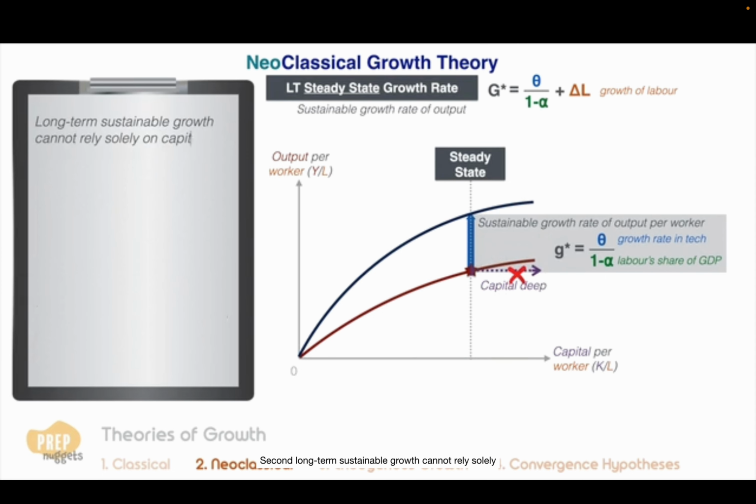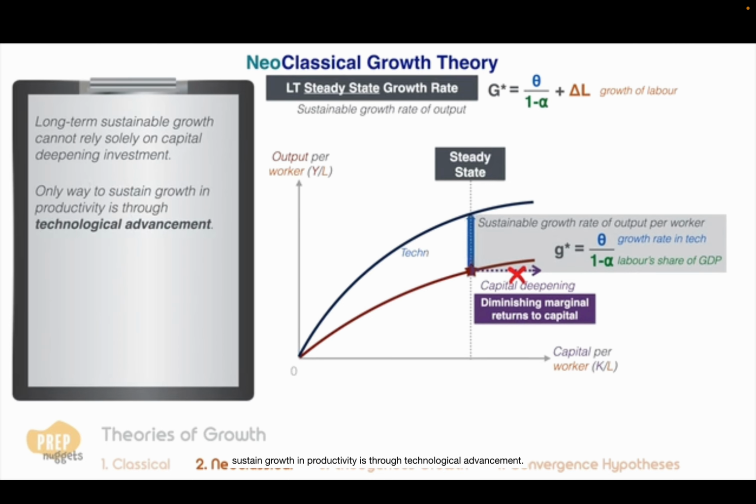Second, long-term sustainable growth cannot rely solely on capital deepening investment. Because of diminishing marginal returns to capital, the only way to sustain growth in productivity is through technological advancement. This results in an upward shift in the production function.